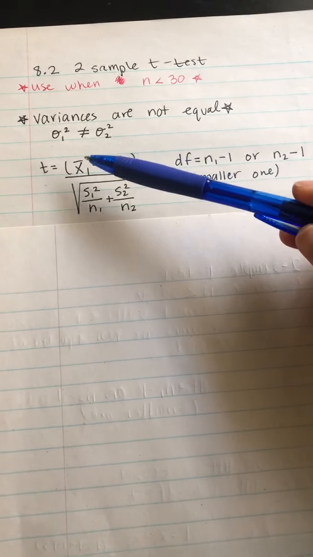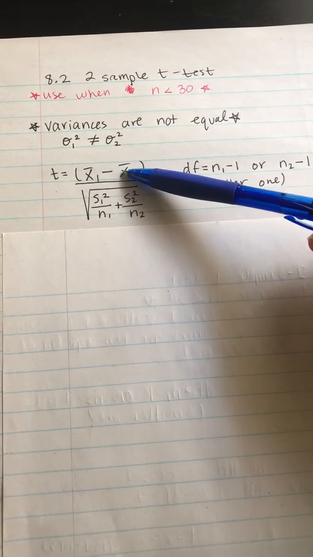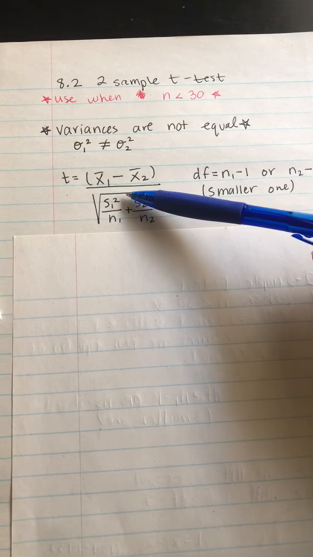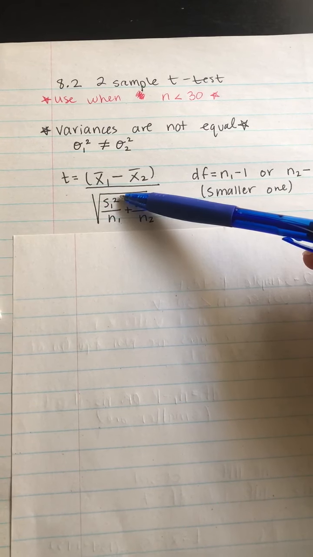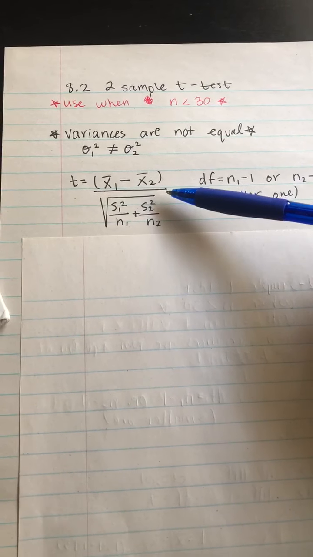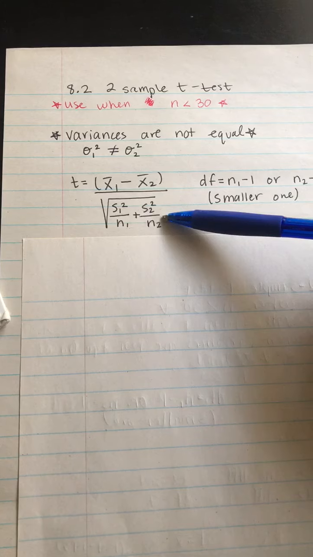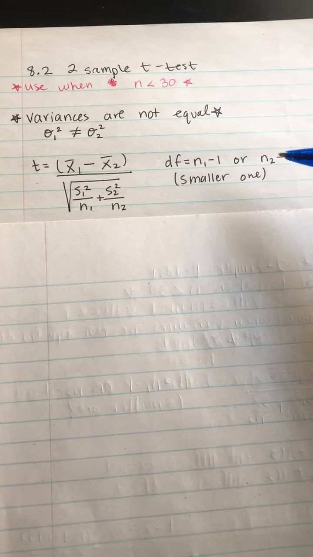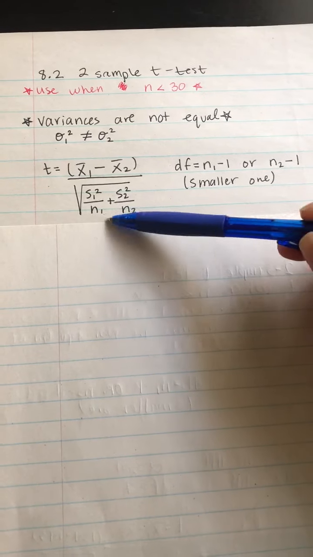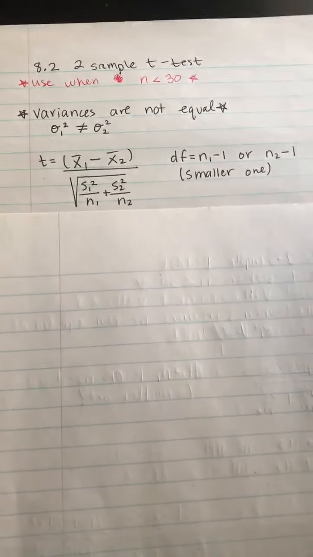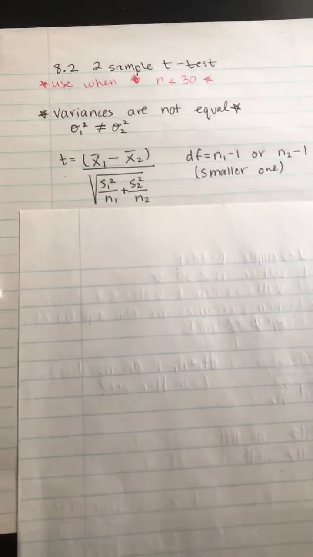So you get the average of your first list minus the average of the second one. And in the denominator, you have the standard deviation of the first one squared divided by n. And then you add it to the standard deviation of the second data set squared divided by that n. And your degrees of freedom will be the smaller n, then subtract 1, whichever is smallest. Obviously, if they're equal, then it won't matter.